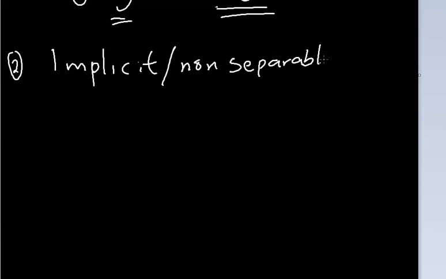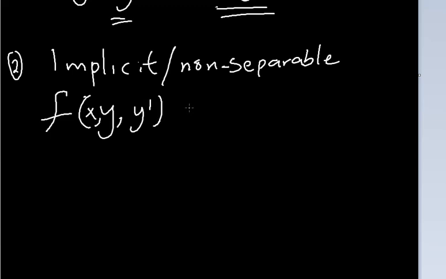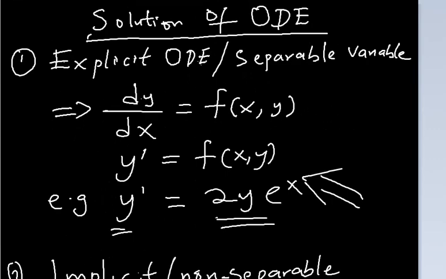So in such a case, a higher technique of solution is actually needed. When you have an ODE of the form function of x comma y prime, the derivative and the function of x and y are inseparable. So such an ODE is actually implicit.